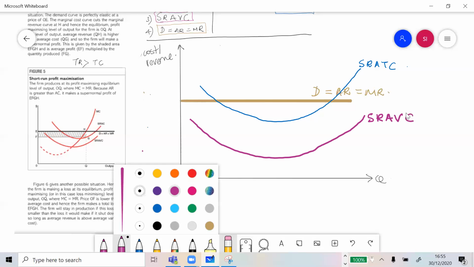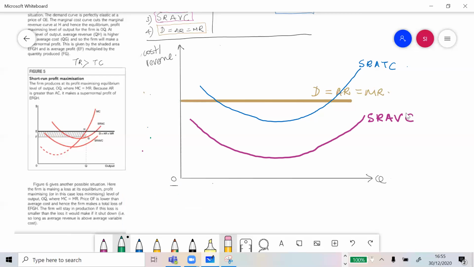Now, once I'm done with this, I'm prepared to draw my marginal cost curve. So make sure I pick the minimum points of these two curves. I'm going to connect these first. And then I'm going to construct my marginal cost curve.